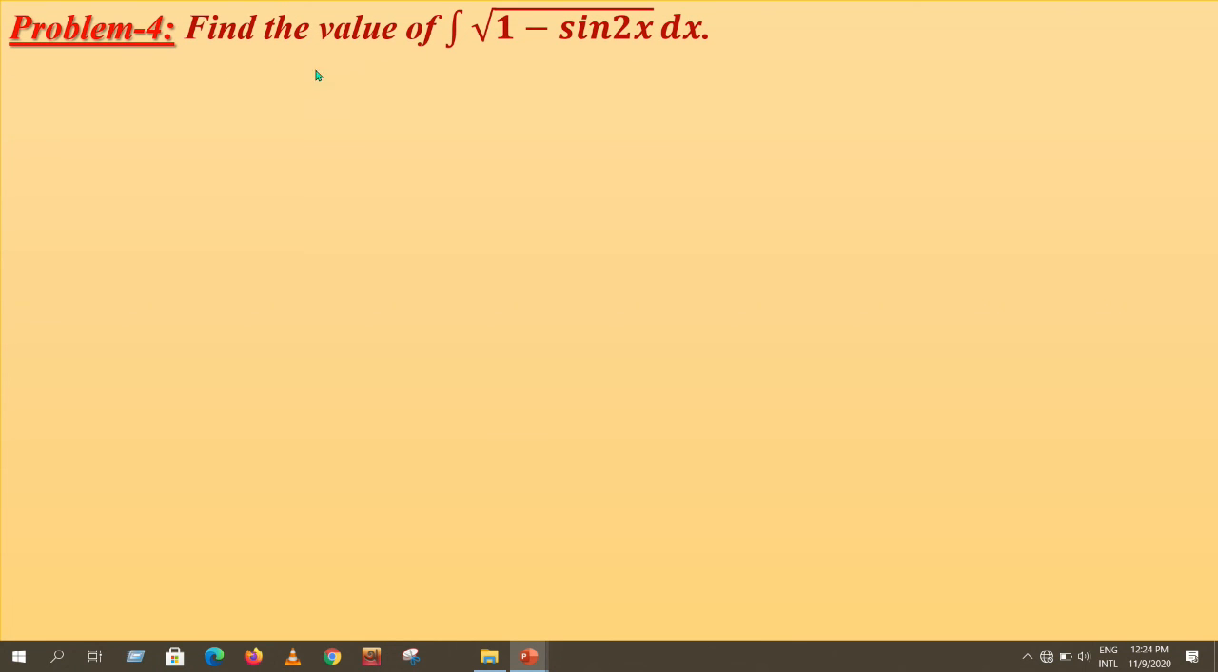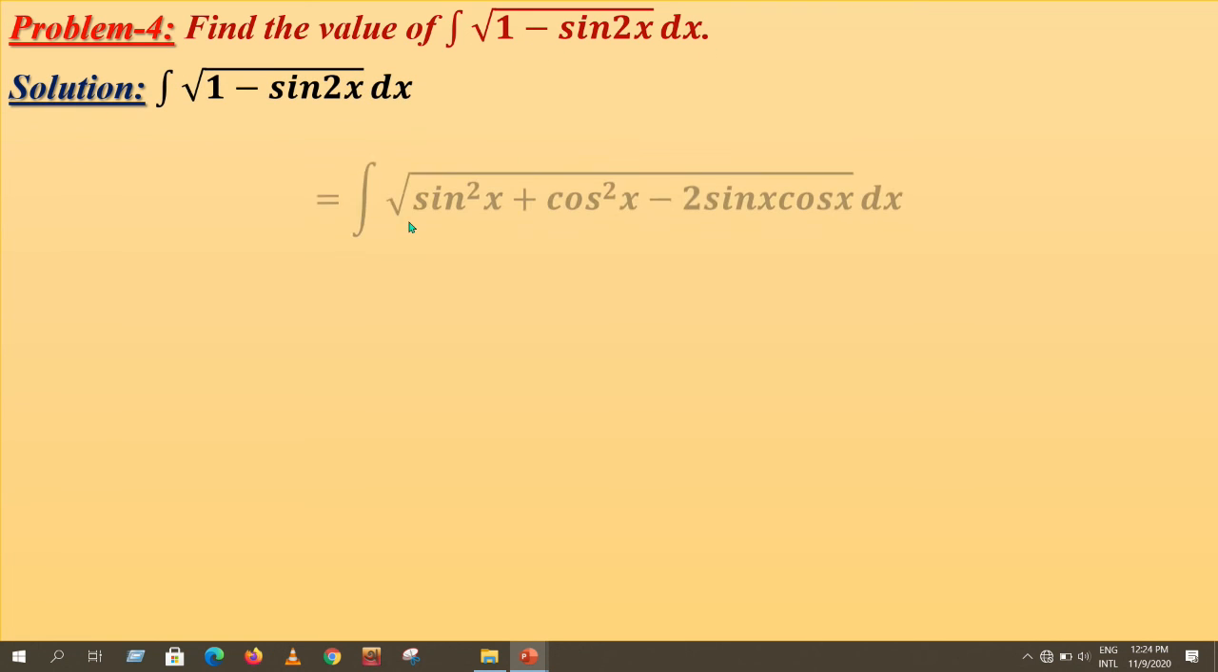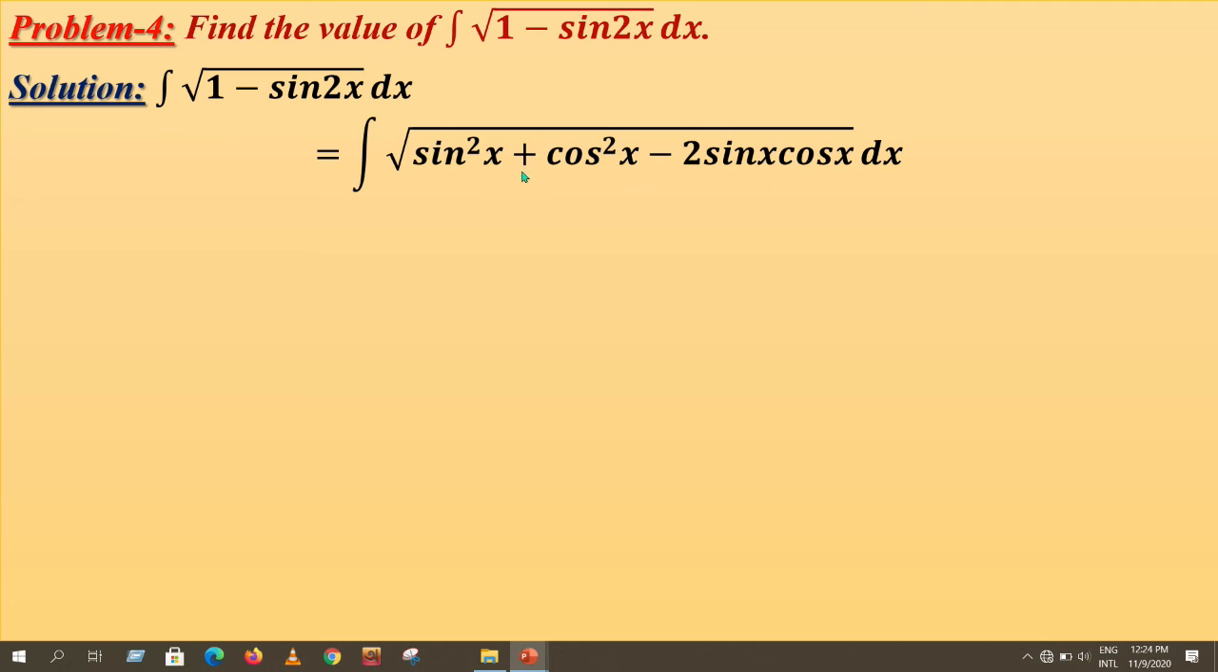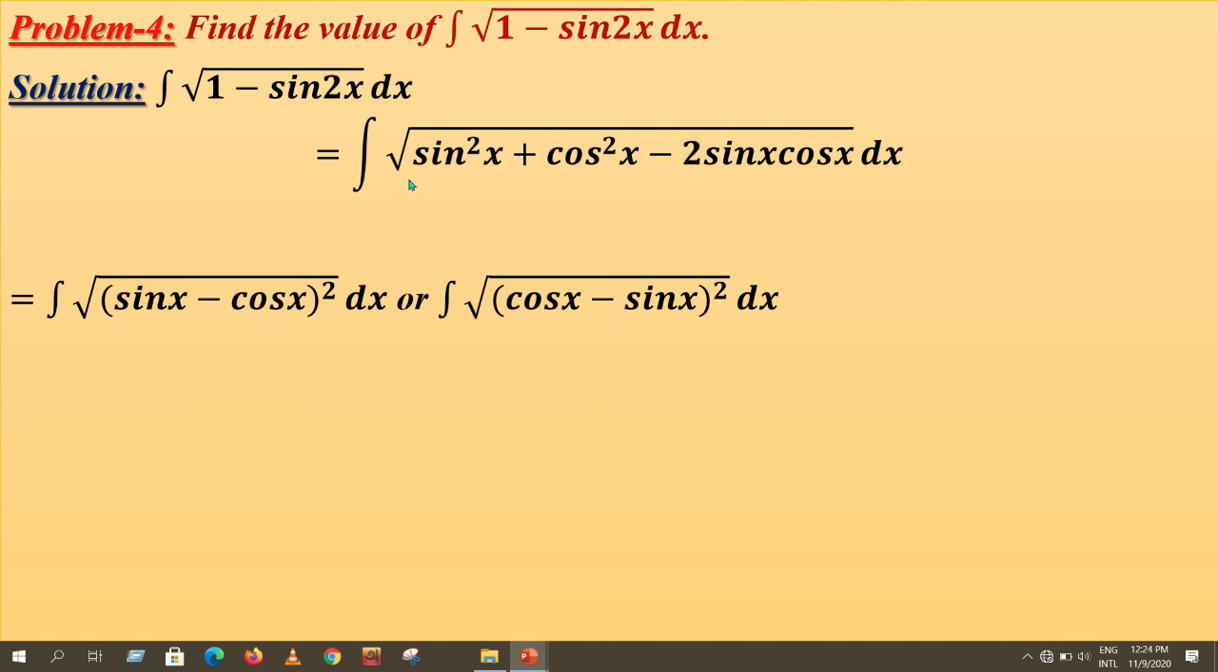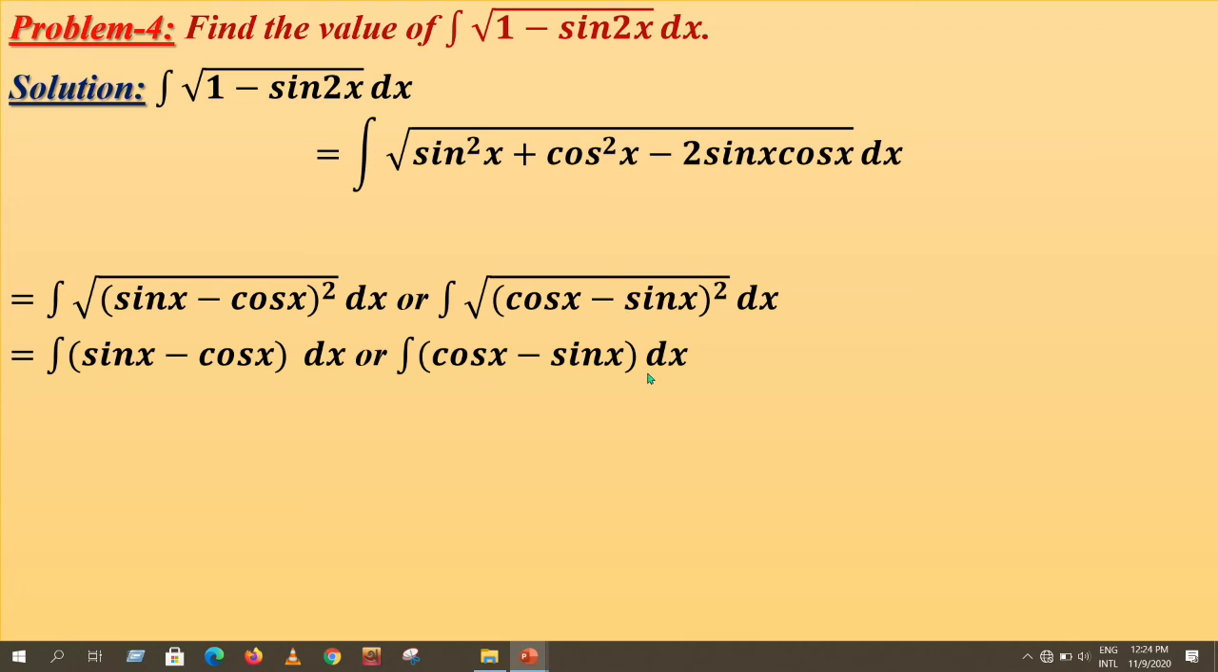Problem 4. Find the value of the integral of square root of (1 minus sin 2x) dx. This is the given condition. 1 we can write as sin square x plus cos square x, and sin 2x means 2 sin x cos x. We know this formula. So this equals, we can write, (sin x minus cos x) whole square or (cos x minus sin x) whole square. No problem. But with the square and square root, this equals only sin x minus cos x. Here also cos x minus sin x.